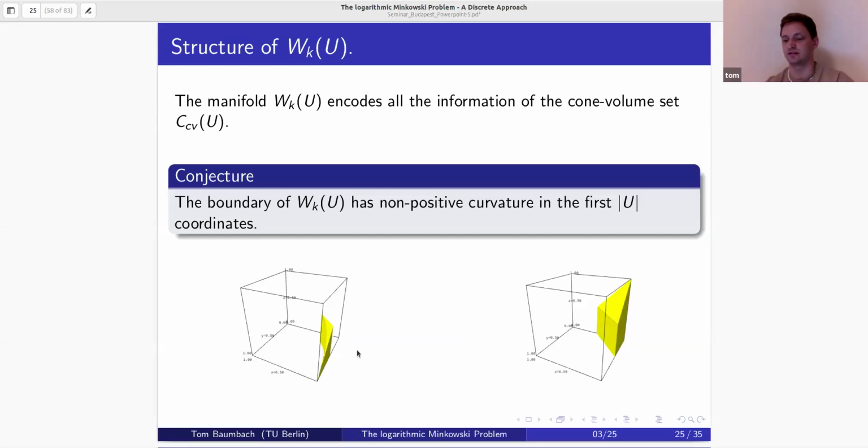So it's the union of these two sets, and we can see that it's always curved inwards, but it's never curved outwards. So I would call this a concave set in contrast to a convex set, because the convex set always has non-negative curvature, but I think the cone volume set or the manifold always has non-positive curvature. So it's the exact opposite of a convex set. But yeah, we were not able to prove it yet. Hopefully in the near future we are able to do that.